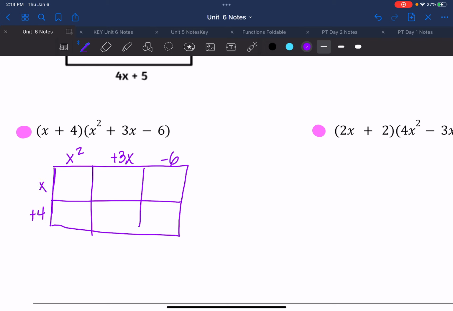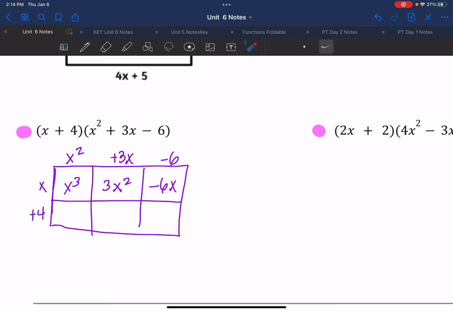All right, let's go ahead and do this again. So we have x times x squared. That's gonna just be an x to the third. So x times 3x, that's just gonna be 3x squared. I think I said squared on this one right here, that's cubed, my bad. All right, so we have x times a negative 6. X times a negative 6 is just a negative 6x.